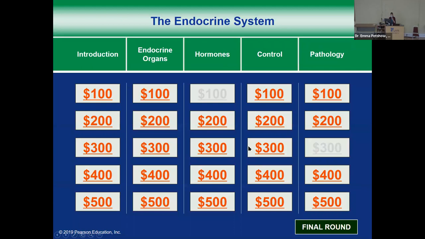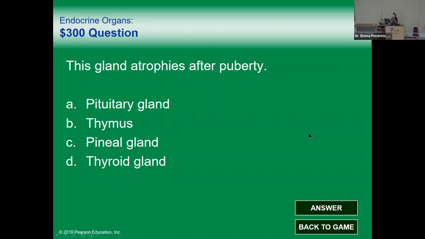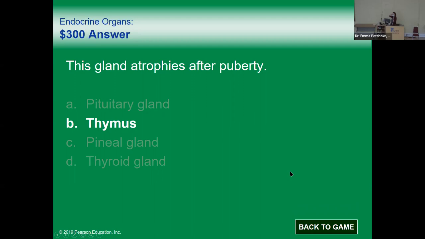This gland atrophies after puberty. Pituitary, thymus, pineal, thyroid. Great. Good. Awesome. Thymus gland. There's not many adult, fully developed humans that have a thymus gland present that's active. Yes, your thymus gland atrophies. The rest do not. I guess unless it's pathological, but in a normal state. All right, what's next?